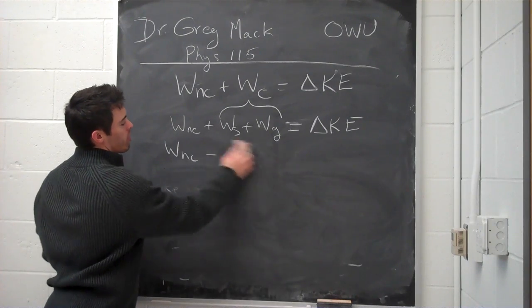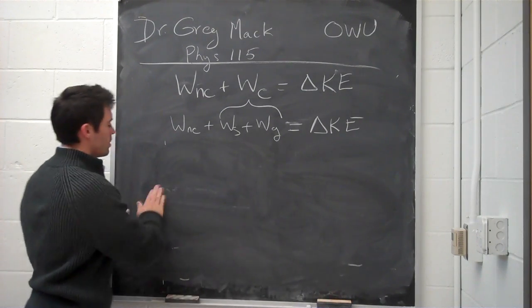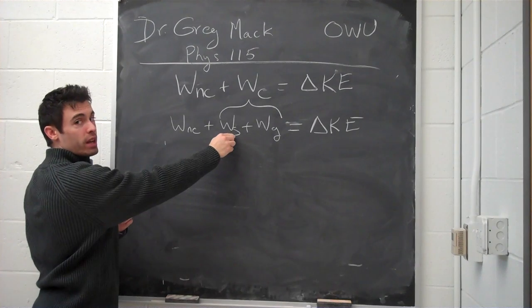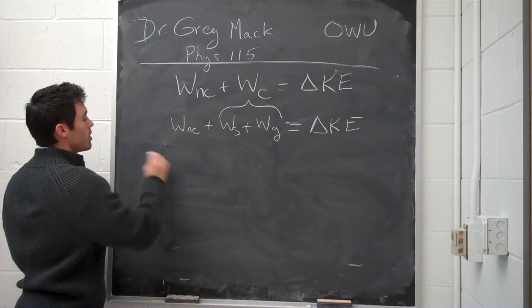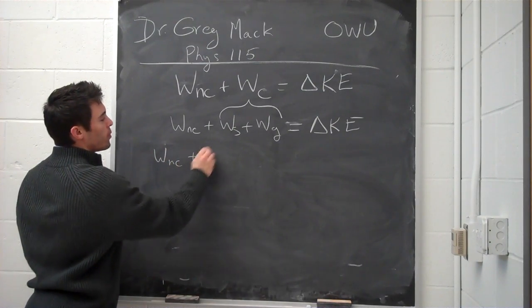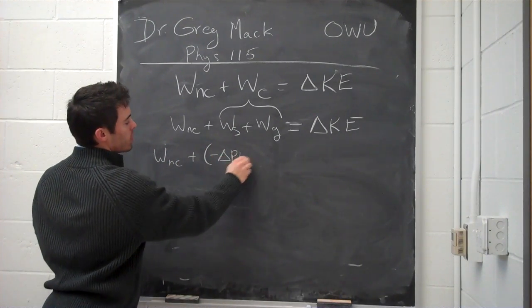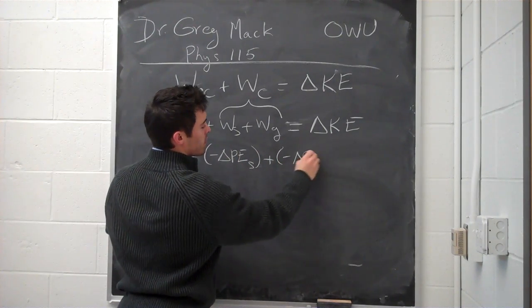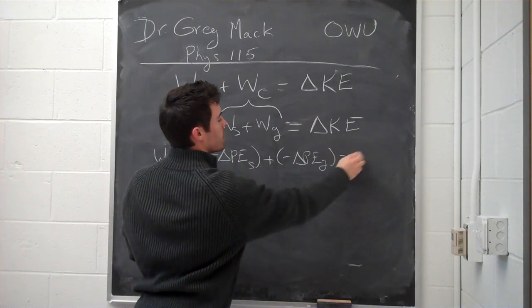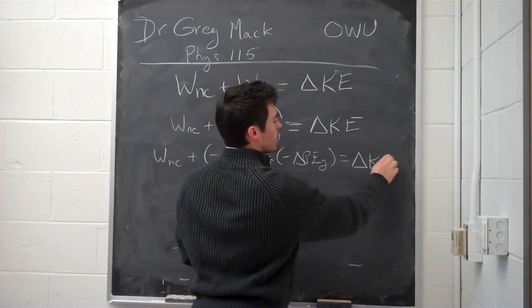And through the derivations we did in class, we found out that, let me rewrite this for a second, W_S is equal to negative delta PE spring. W_G is equal to negative delta PE gravity. So W_NC plus negative delta PE spring plus negative delta PE gravity is equal to delta KE.